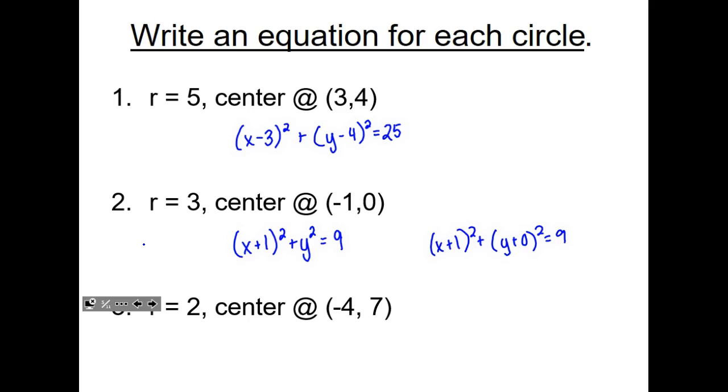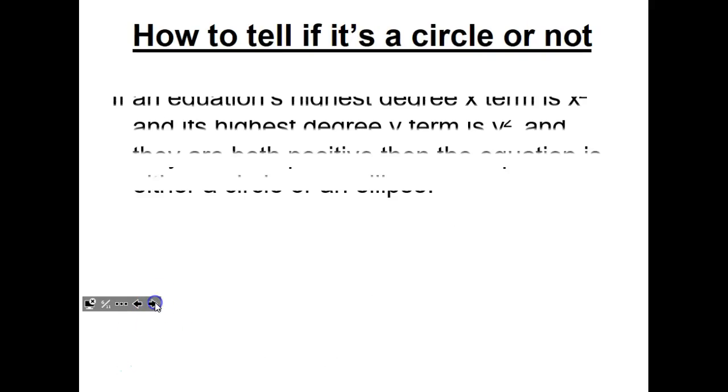A radius of 2 and a center at negative 4, 7. Perfect. Okay. Any questions? Okay. So, all right.